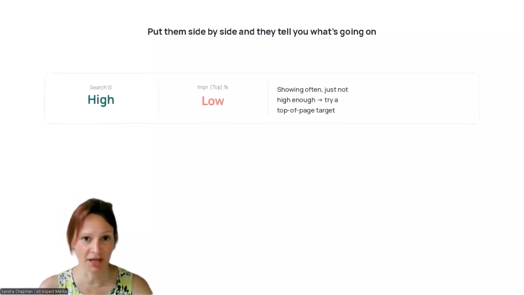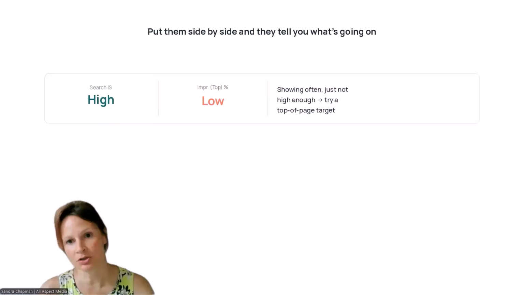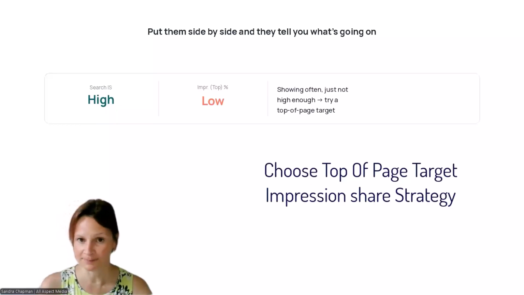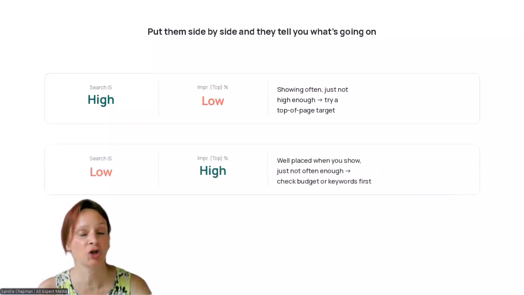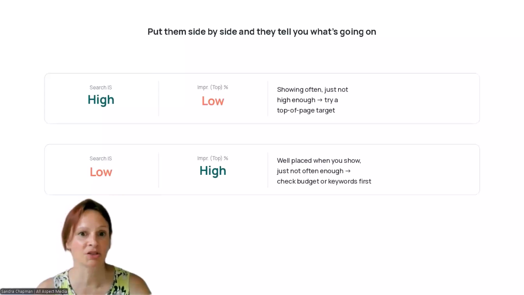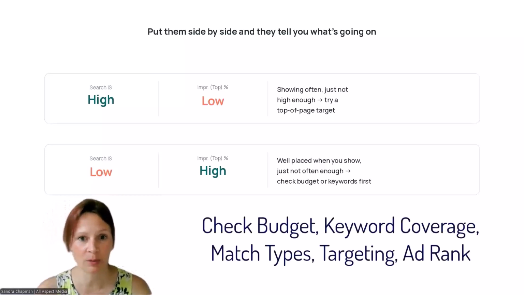A high search impression share and low top percentage means you're showing up often, just not high enough. You'll probably need to choose a top of page target strategy for this. On the flip side, a low search impression share and a high top percentage rate indicates that when your ads do show, you're well placed in the top results section. Now, in this instance, the issue may not be the ad position. It may be that you're just not showing often enough in the first place. And that could point to budget, keyword coverage, match types, targeting, or ad rank.